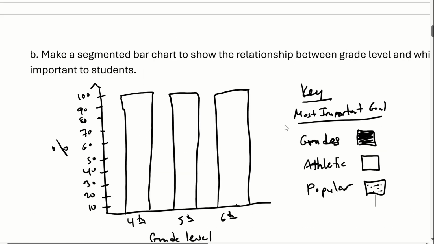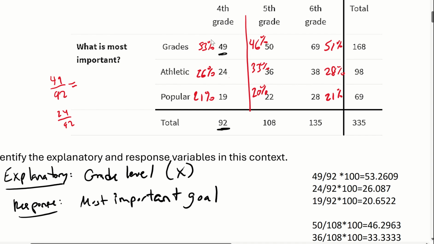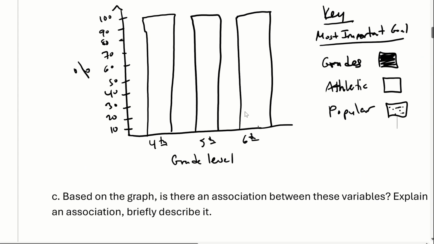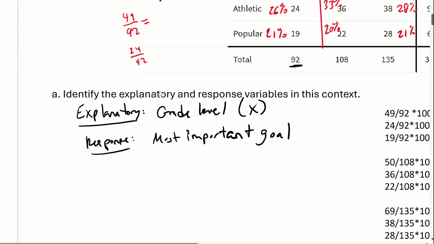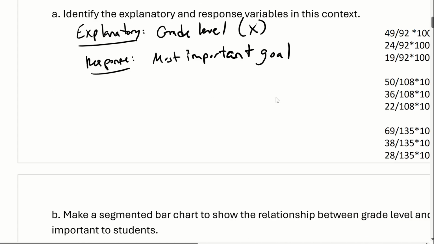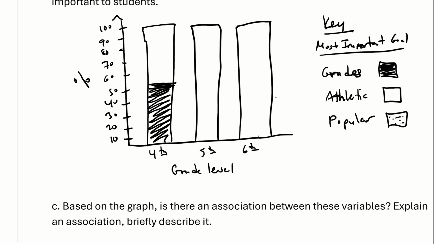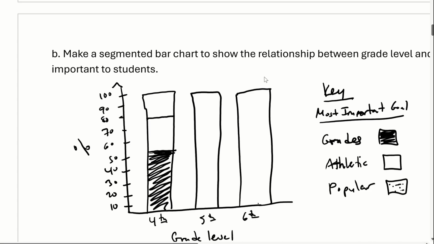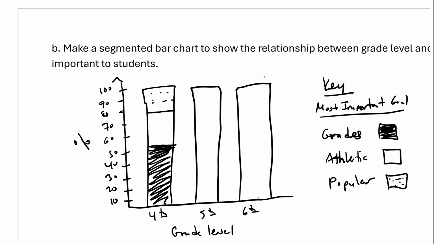Okay, so we got 53% for grades, then 26 for athletics. So 53% for grades, so for 4th grade. So 53, that's around here, so this has got to be shaded. And then now the next one is 26%. So we got to stack it. So 53 plus 26, that's 79. So that's almost 80%. Right around here. And this part is athletic. And then this has to be popular.